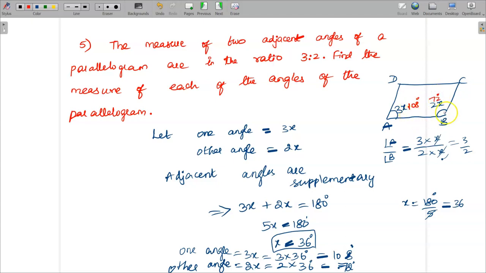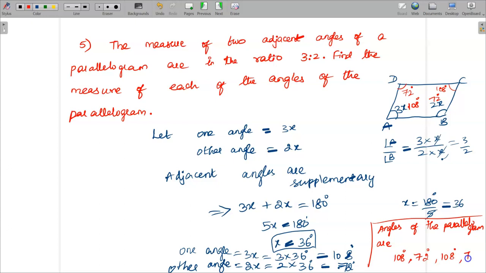Once we have determined these two angles, definitely the opposite angles we can determine. So what is the opposite angle? Opposite angles are equal. So this angle is 72 degrees, this angle is 108 degrees. So overall, I can say the angles of the parallelogram are 108 degrees, 72 degrees, again 108 degrees and 72 degrees. These are all the angles of the parallelogram of the given question.